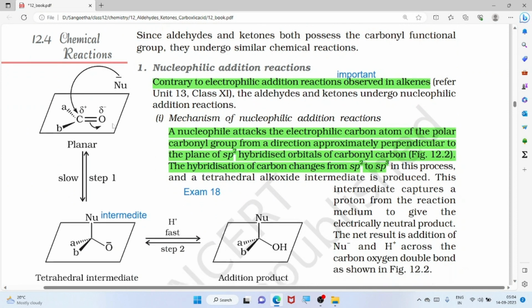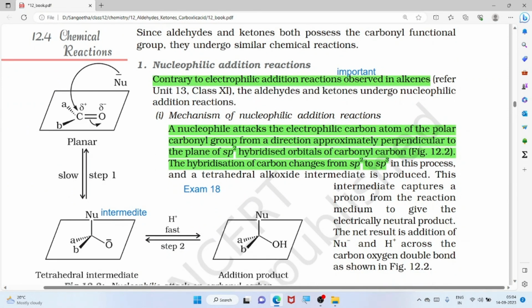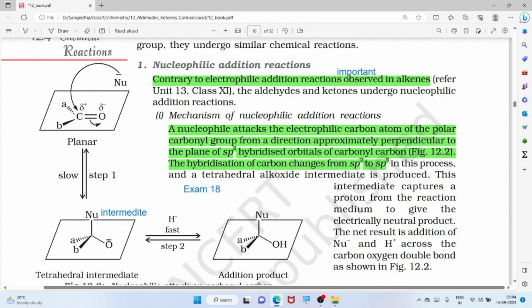Nucleophilic addition reactions. Contrary to the electrophilic addition reactions observed in alkenes, aldehydes and ketones undergo nucleophilic addition. Alkenes also have a double bond and undergo electrophilic addition, but aldehydes and ketones undergo nucleophilic addition because of the polarized carbon-oxygen bond in aldehydes and ketones.